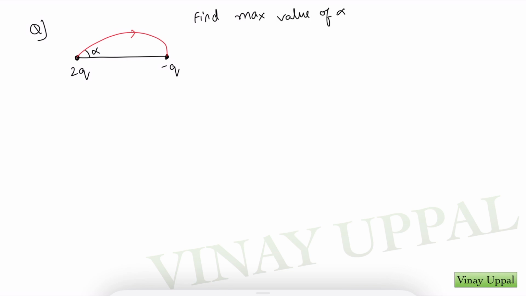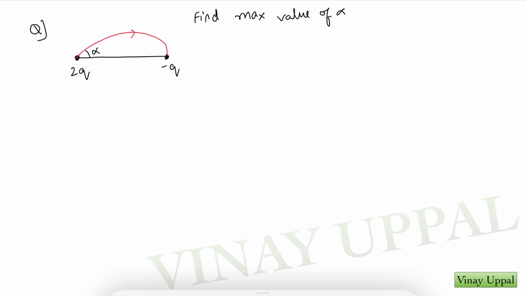Now let's do an interesting question. Suppose I have a 2q charge here and a minus q charge here, and there's a field line going from 2q to minus q. So let's say this angle is alpha. I want to find the maximum possible value of alpha, the maximum value of the angle that the field line makes, such that the field line starts from 2q and ends at minus q.